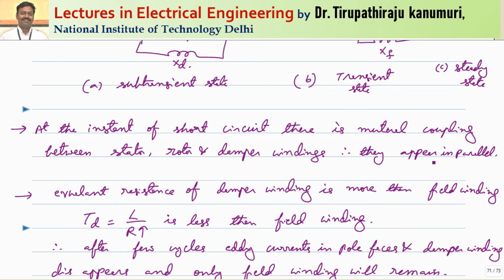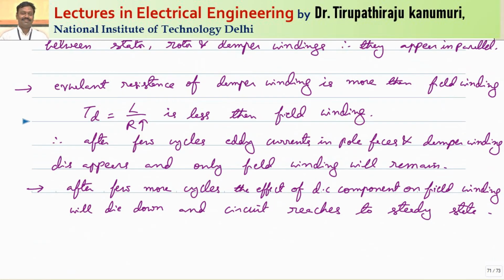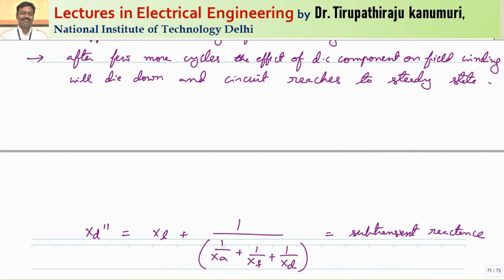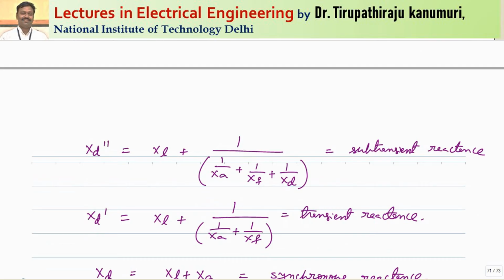Please remember this one. The equivalent resistance of the damper winding is more than that of the field winding. So the time constant of the damper winding, which is L by R, is less than that of the field winding because the resistance is more. After a few cycles, the eddy current in the field poles and the damper winding disappears and only the field winding will remain. After a few more cycles, the effect of the DC component on the field winding will also die down, and finally the steady state will be reached, where only the armature reaction reactance will be there.